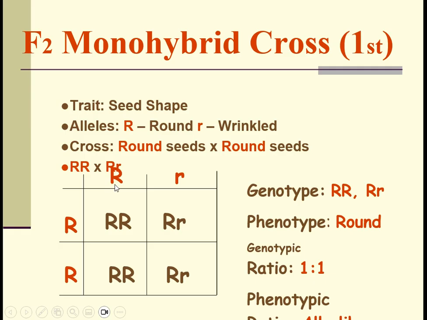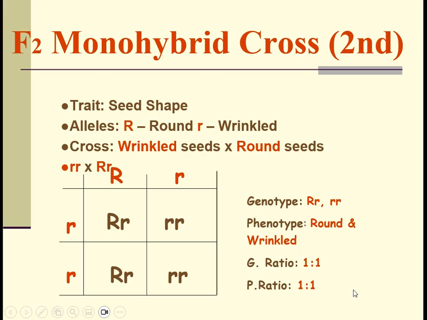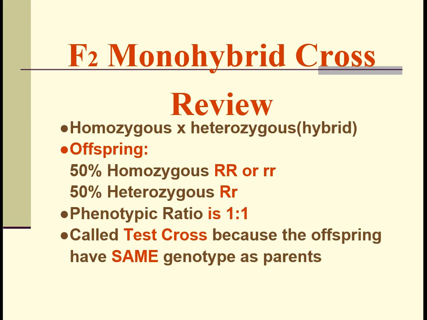When we cross a heterozygous plant with a homozygous plant, it is called the test cross, and the genotypic ratio will be 1 is to 1 and the phenotypic will be all alike, that is, all will be round. In the second case, where we cross a heterozygous dominant character with a homozygous recessive character, we will get a genotypic ratio of 1 is to 1 and a phenotypic ratio of 1 is to 1. There will be a little difference because when we cross a heterozygous plant and a homozygous recessive plant, we will get both round and wrinkled shaped seeds.